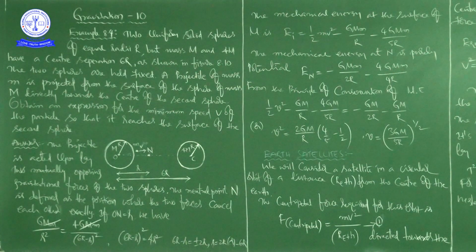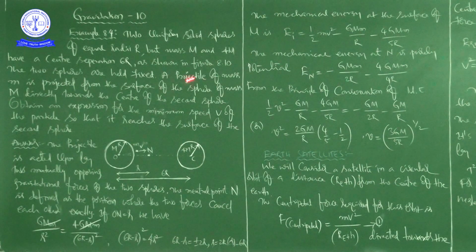As simple as such, there are two solid spheres which are fixed to their positions, and the mass is also distributed uniformly within the sphere. That is what he is saying. Two uniform solid spheres of equal radius, but mass is different. Mass distributed uniformly. Suppose the mass of this particular sphere is capital M, distributed uniformly. The mass of this one is 4 capital M, so it is 4 times the mass when compared to this. Here also mass is distributed uniformly.